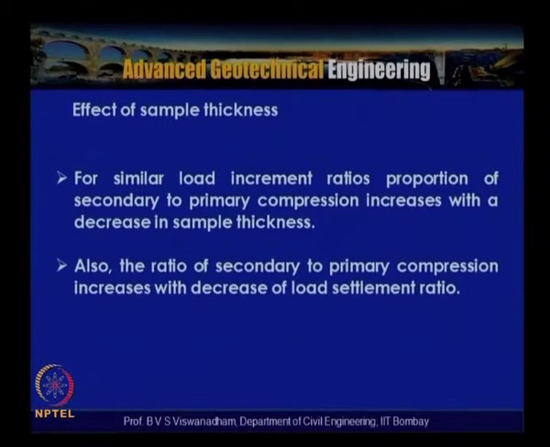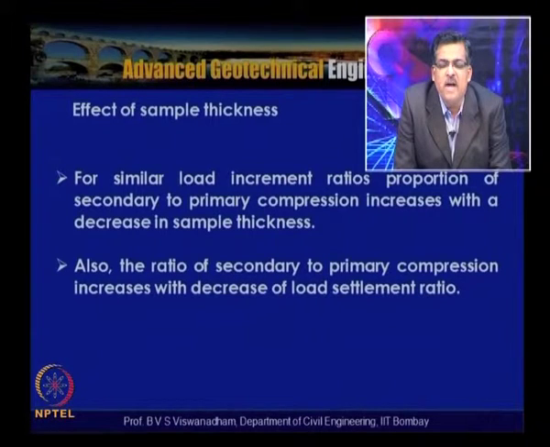Now, what will happen? Let us consider the sample thickness. Normally, we have said that the diameter to thickness ratio is maintained as 3, basically to reduce the sidewall friction. That is one of the reasons. The second reason is to have epsilon r equal to 0, and also to represent one dimensional consolidation only.